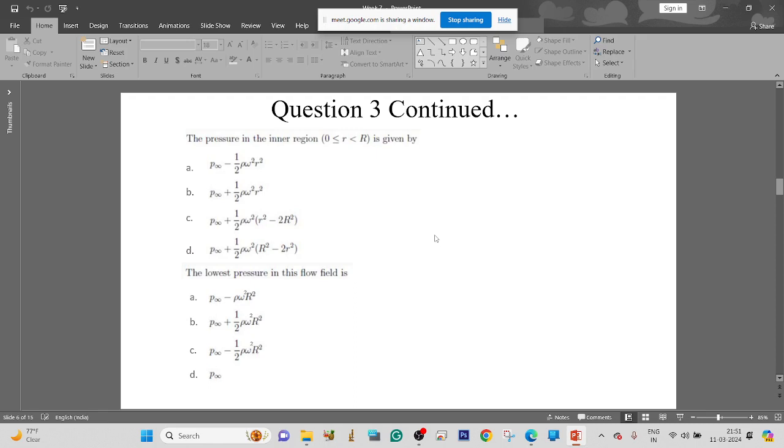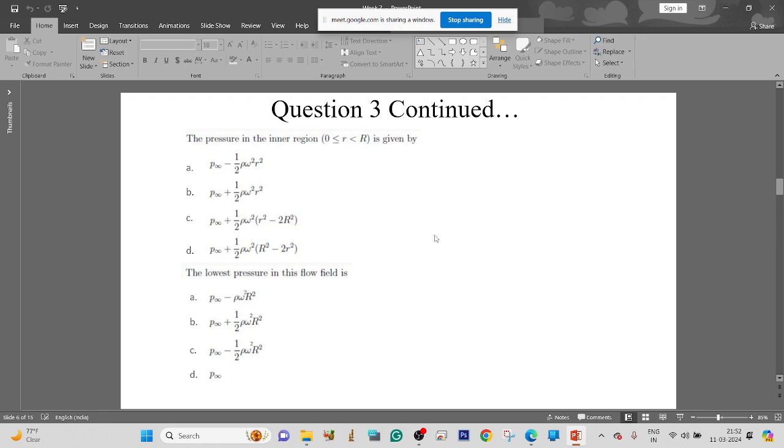You understood, right? For the inner region, we are finding the pressure, ma'am, and for the outer region, we are also finding the pressure. So for the inner region and the outer region, at the verge of these two, that is at small r is equal to capital R, both of them will be equal, right?